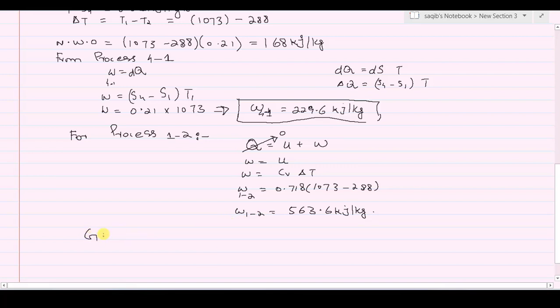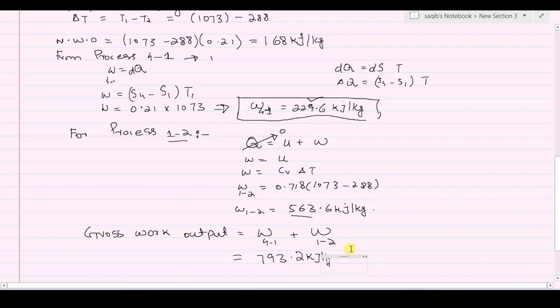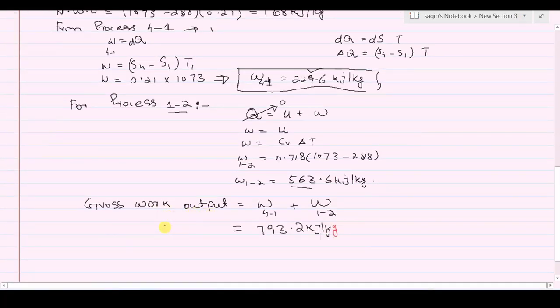Now the gross work output. For gross work output, you have to calculate the total work that you obtain from process line 4 to 1 and 1 to 2. Here we have isothermal expansion, and here is the isentropic expansion. So work 4 to 1 plus work 1 to 2. Just add these two values and you will get 793.2 kilojoule per kg. This is the gross work output, GWO in short.